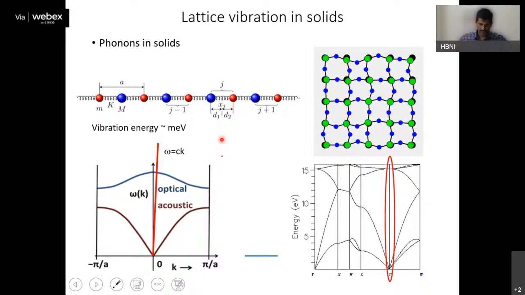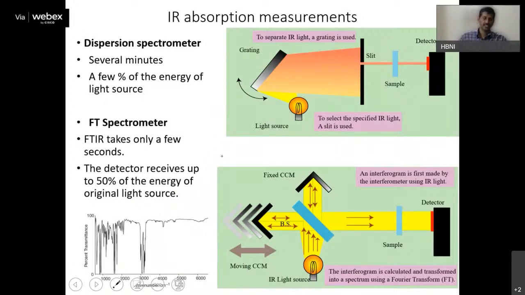Now the question comes: how can we measure these vibrational levels? We have studied that infrared absorption can be used to investigate these vibrational levels, because the energy level spacing falls in the infrared region. So in case of a solid also, we can probe these low energy vibrations using infrared absorption.